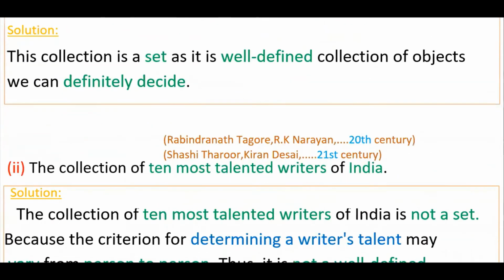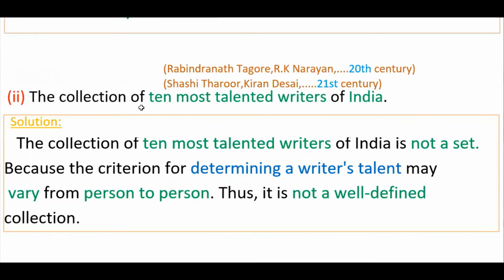And second one is the collection of 10 most talented writers of India. It is not a set because here most talented writers of India, they may vary from person to person and time to time also. For example, in 20th century, Rabindranath Tagore, R.K. Narayan, these are the famous writers, and in 21st century, Shashi Tharoor, Kiran Desai, etc. These are the famous writers. So they may vary from time to time and person to person also.